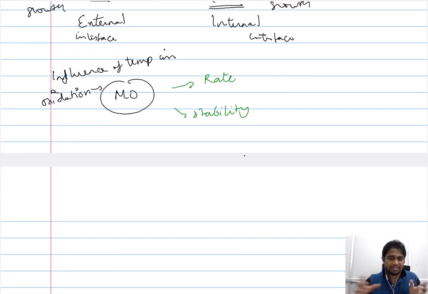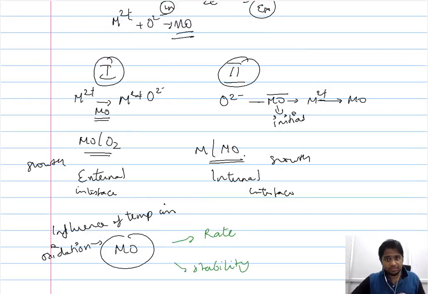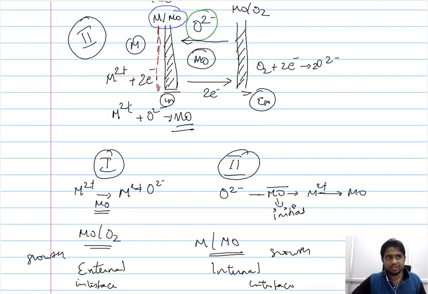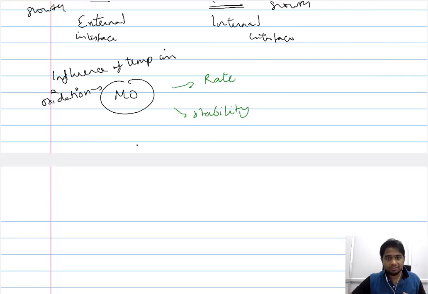So we will in the next lecture see how the temperature influences the stability of the oxide and also how the temperature influences the rate of the oxidation process. This influence of the temperature, which we gained without getting into any specifics, just by considering the oxidation mechanism, we will see in the next lecture. So we will continue with this discussion on the influence of temperature on the oxidation with respect to rate and stability in the next lecture.